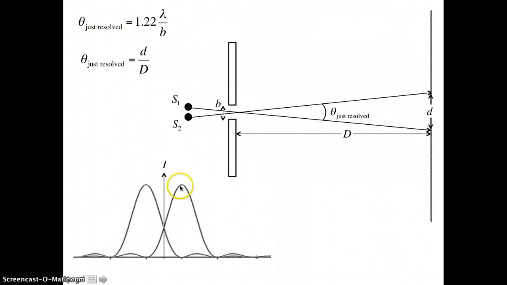The first central max of one pattern overlaps with the first minimum of the other. And from one maximum to the other is from here to here. That's theta, where they are just resolved. This should say resolved.